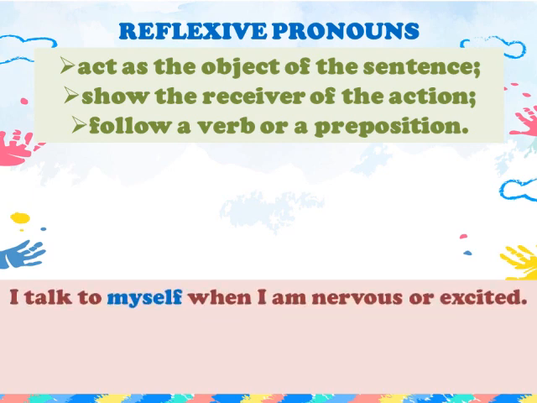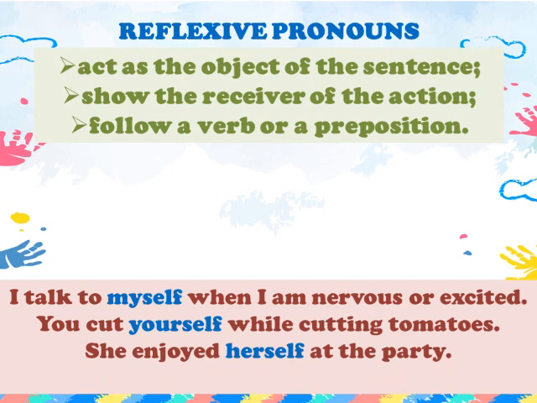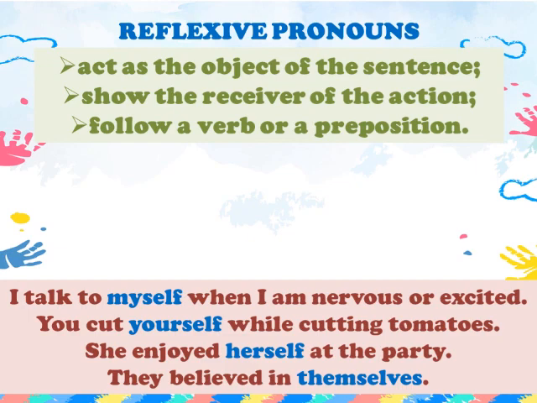Let us do a few examples. I talk to myself when I am nervous or excited. You cut yourself while cutting tomatoes. She enjoyed herself at the party. They believed in themselves. In all these sentences, myself, yourself, herself, and themselves are reflexive pronouns.